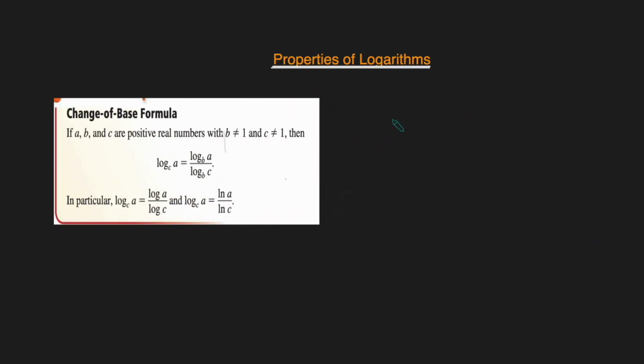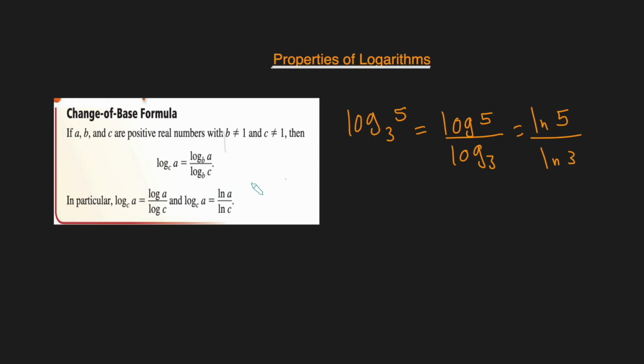Change of base formula. If we have log base c of some value a, we could change that so it would be easy to calculate or use a calculator for it. Let me show you an example. Let's say I have log base 3 of 5. Most calculators are not equipped to evaluate logs with different bases. So we could change this to log base 10, or a common log, and it would be log 5 over log 3. You can also change it to a natural log. And that's exactly what the rule says.